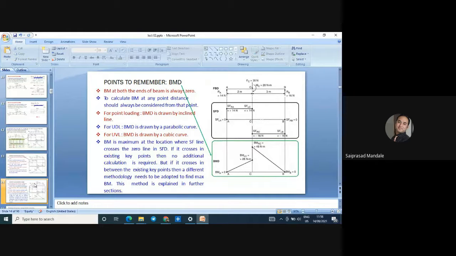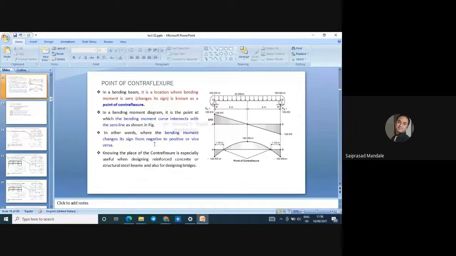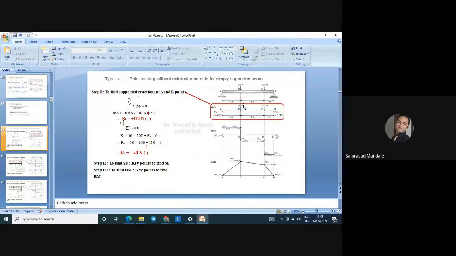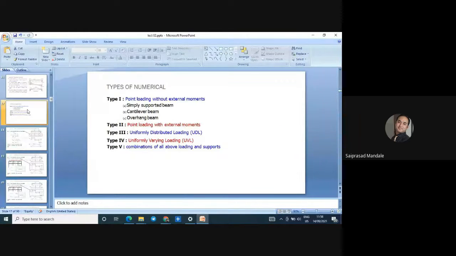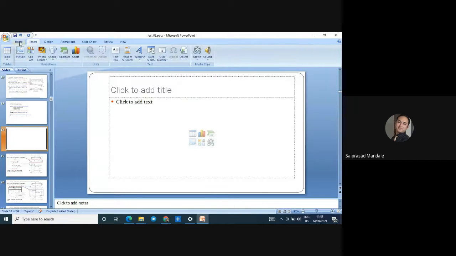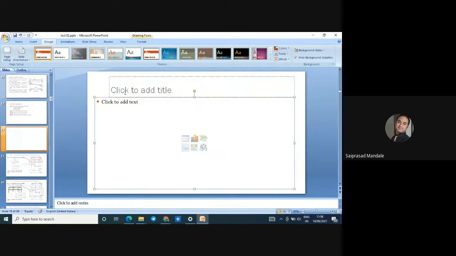Let me conduct a simple numerical for you so that you can feel very confident. Okay. Let us go with this. Can anybody tell me what will be the probable question asked based on unit number 2?